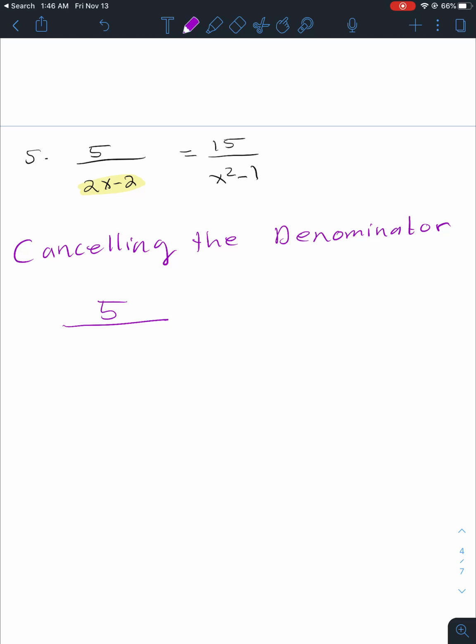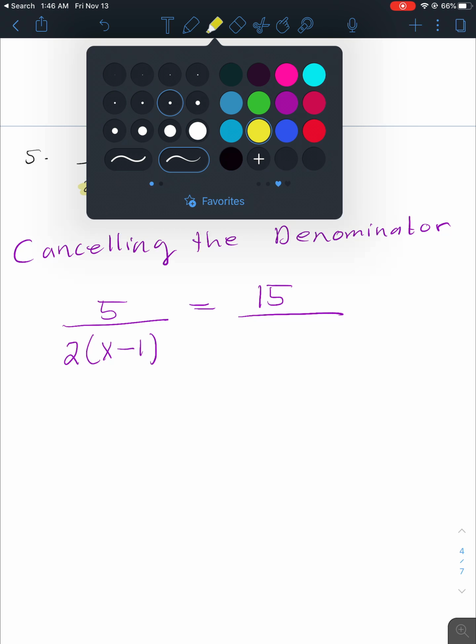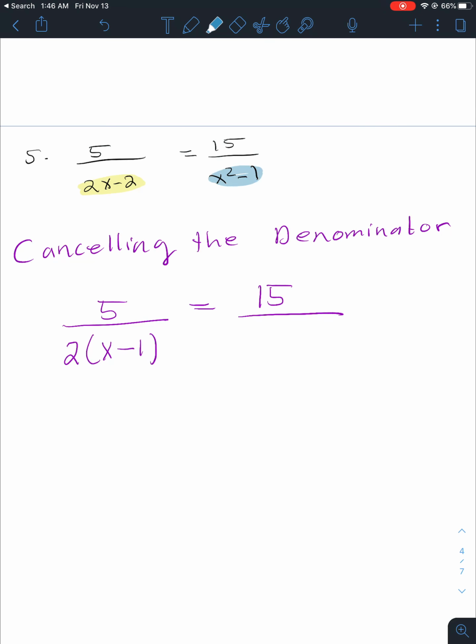So when I look at 2x minus 2, I notice that they both have a 2 in common. So I'm going to factor out a 2. And I'm going to write x minus 1. 2 times x is 2x. 2 times negative 1 is negative 2. So all I'm doing right now is I am factoring just to see if there's anything that I can notice about my denominators. I then look over here, which is x squared minus 1.